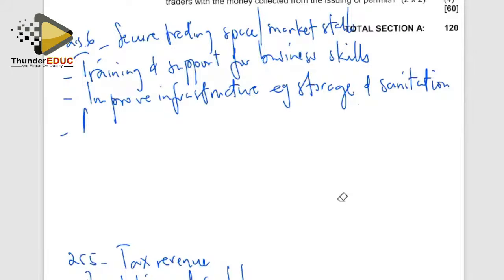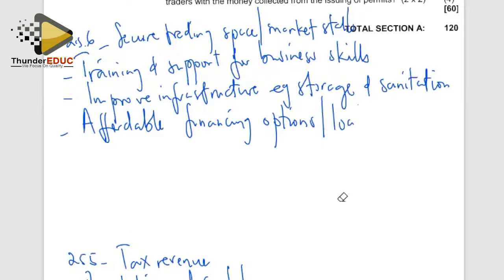And also, they can provide affordable financing options. Low-cost loans to the traders. Some of them lack adequate capital. They need to be supported so that they run viably. So they need to be supported in that dimension of financing. So the municipality can also use that money from the permits to offer affordable loans to the potential registered business people.